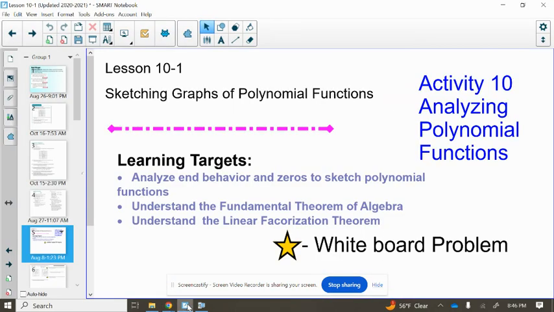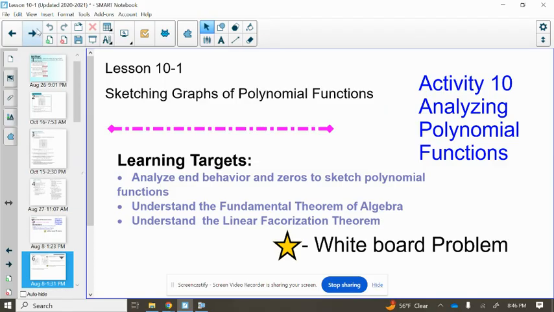Hi everyone, today we are going to talk about lesson 10.1. This lesson is going to talk about sketching graphs and matching graphs to functions without using our calculator, as well as talking about real and complex zeros of our function.